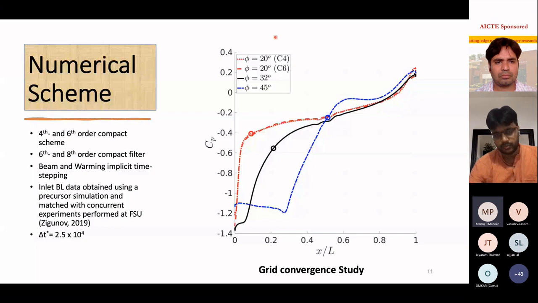And this is the pressure coefficient. I'll discuss more about it. It is on the symmetry plane, basically at the center of the base. And these are three different angles: 20 degree, 32 degree, and 45 degree. There are three different regions, and you would notice that these flat regions that you see are basically the separation bubble.